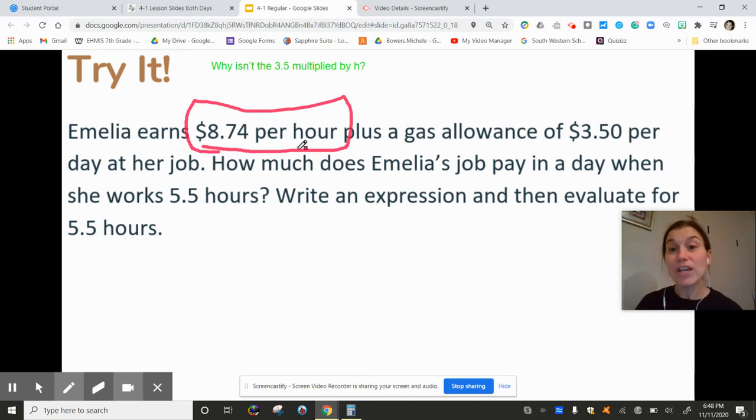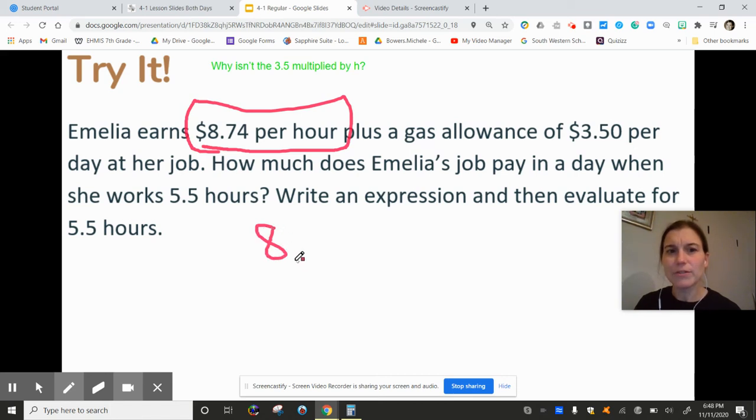But the hours are changing. She might work different hours each day. As a matter of fact, this day she works 5.5 hours. So let's first write the expression. So Emily earns, you can pause now and write the expression and then rejoin us. Okay, so we're back. Emily earns $8.74 per hour.